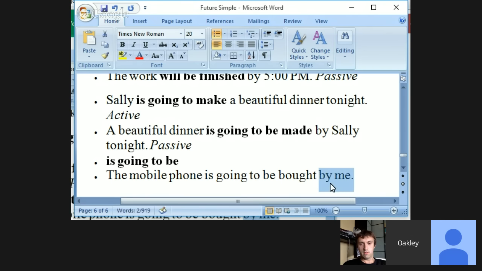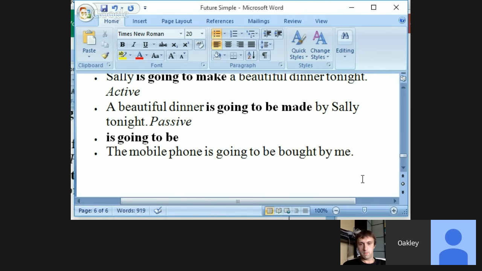By the way, if we actually want to add who is doing the action, this is how to do it. Good job. At the end of the sentence, we'll add a prepositional phrase by whomever did the action. Of course, in this case, nothing wrong with your sentence. It's all perfectly correct. Of course, usually, normally, a native speaker would say this in an active sentence. I'm going to buy the mobile phone. But okay, as far as just practicing the form, great.